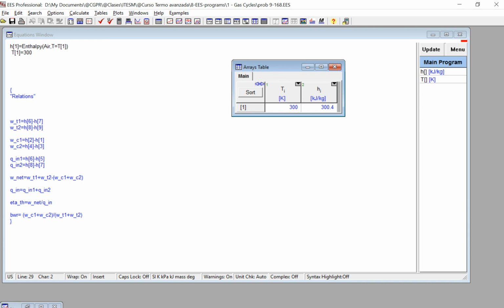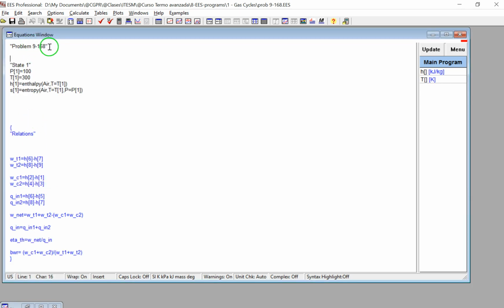So state 1 will look like this. Notice that, of course, I put at the top in comments the name of the problem as well as the number of the state, and I have pressure, temperature, enthalpy and entropy. I don't have PR in this case because PR is a way, that table is a way of analyzing isentropic processes. In EES, what we can do is find out entropy and then define the process to be isentropic.